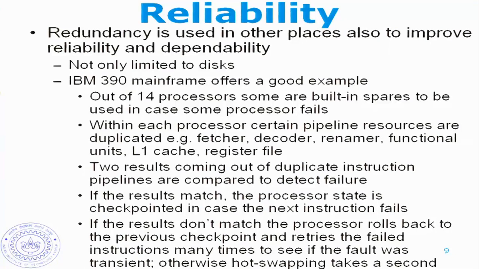If the results don't match, the processor rolls back to the previous checkpoint, which is the previous instruction, and retries the failed instruction many times to see if the fault was actually transient or permanent. If really the fault was permanent, then a hot swap takes a second. Hot swapping means that you swap the failed processor with a spare one, and that happens automatically. That takes about a second, which is actually huge. So that's the time when your system will not be available. That's the mean time to recover. Anyway, that was just a digression to show that redundancy helps in all cases.